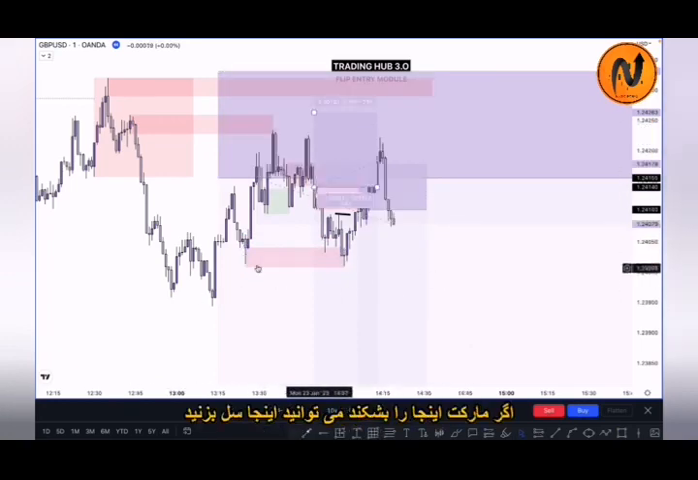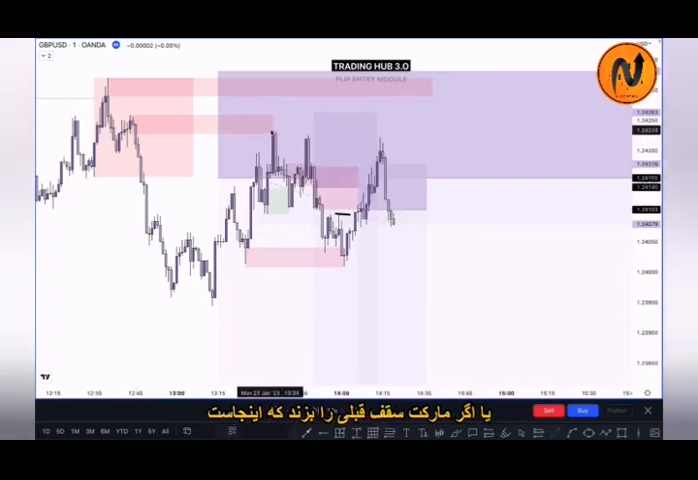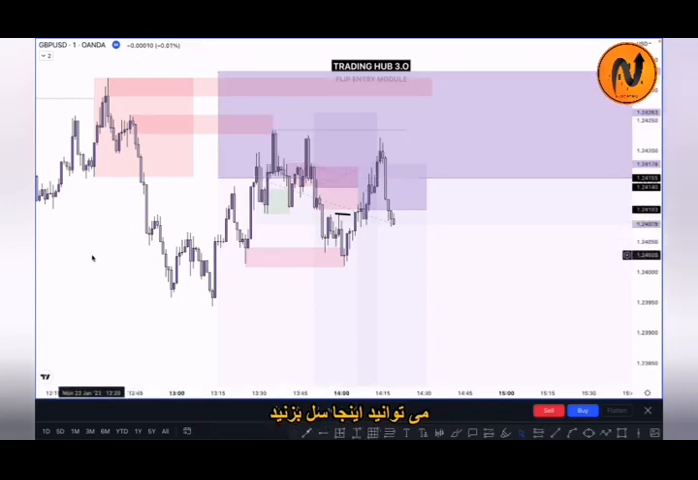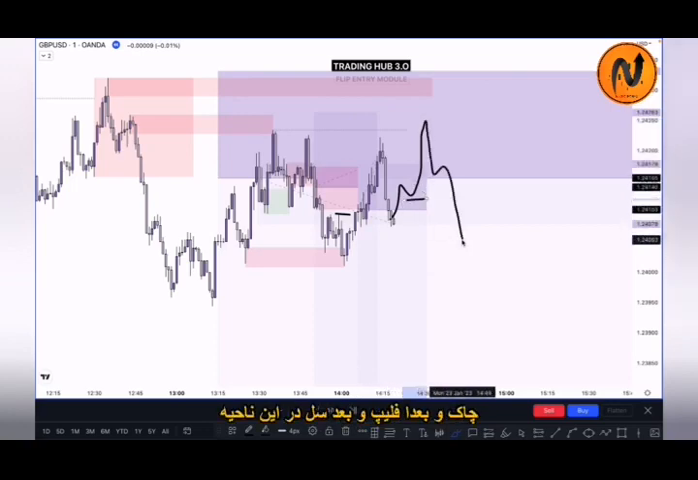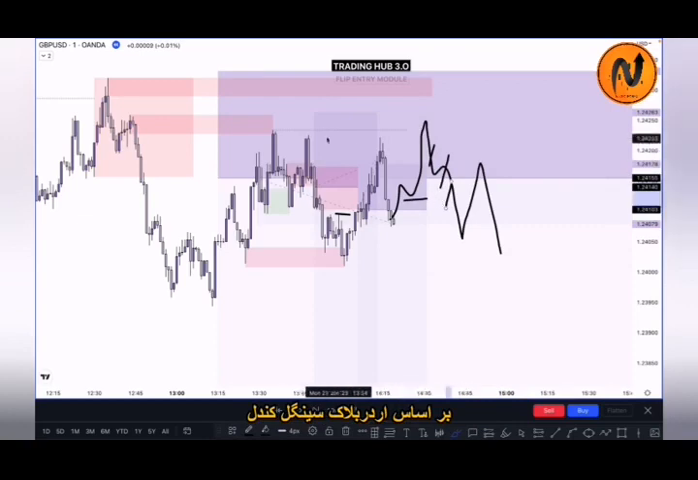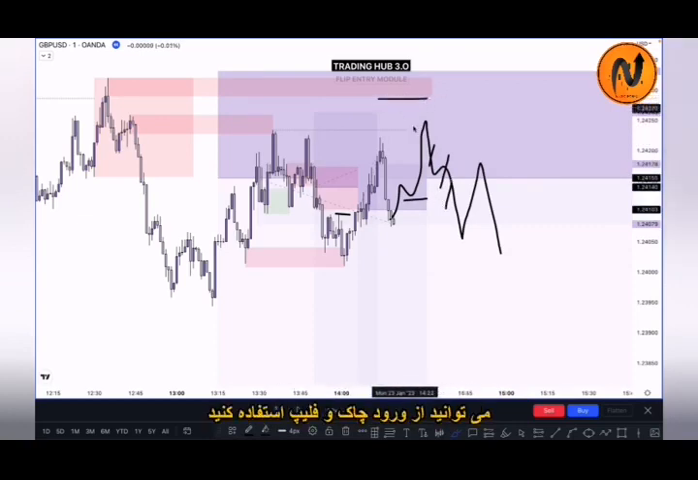If the market failed here, then you are willing to sell here, or if the market breaks the previous high, which one is here, then you can sell here to break the first pullback. Something like this, continue going higher, choch and flip, and then you can sell here. Also you can sell here based on the single candle order block. If the market taps here, then you can also apply all these things, the choch and flip entry model.